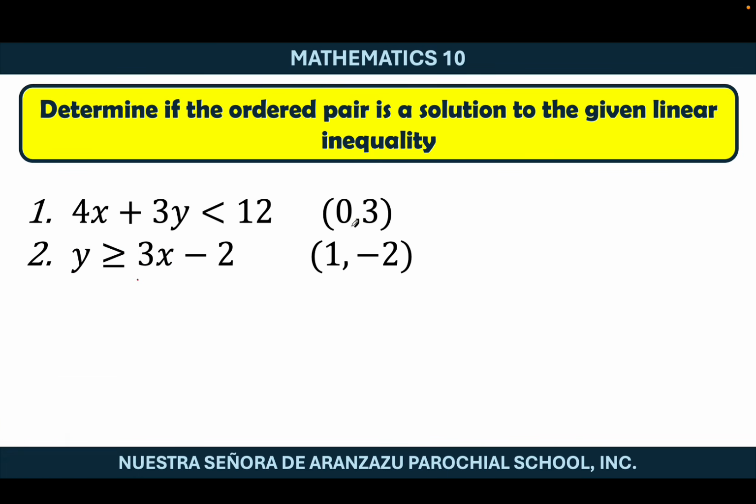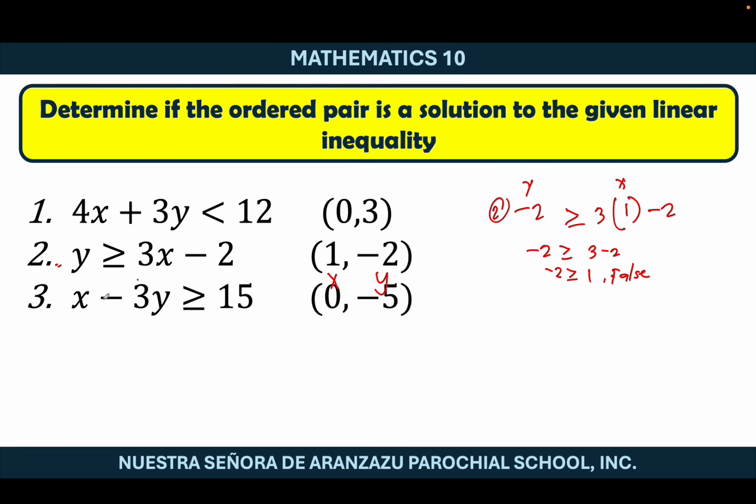Next, y is greater than or equal to 3x minus 2. Again, this will represent your x and this will represent your y. So you will have negative 2 greater than or equal to 3 times 1 minus 2. We just replaced y and x. Then simplify: 3 times 1 is 3, and 3 minus 2 is 1. So is negative 2 greater than or equal to 1? Definitely that is false.